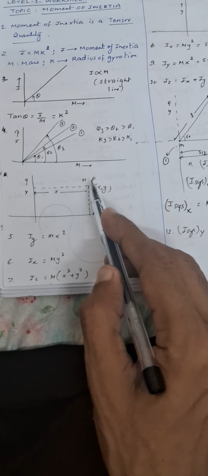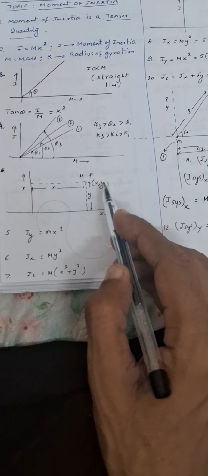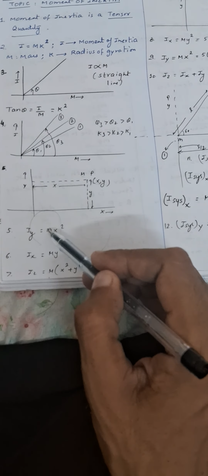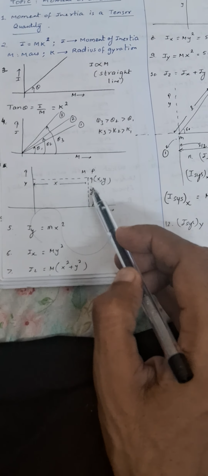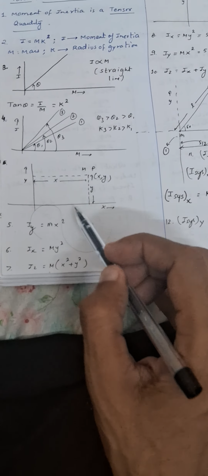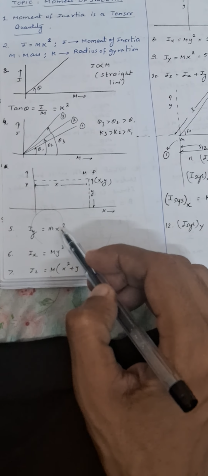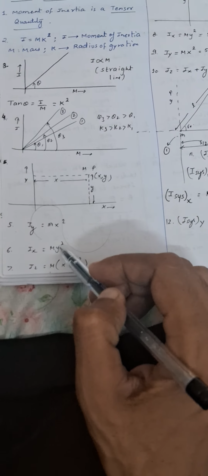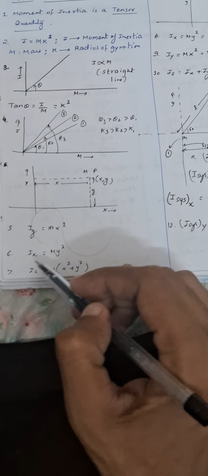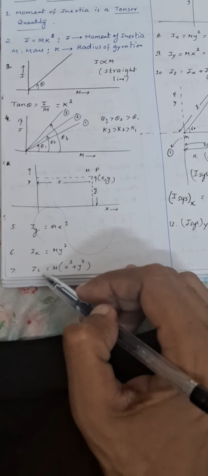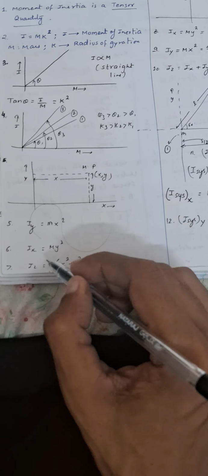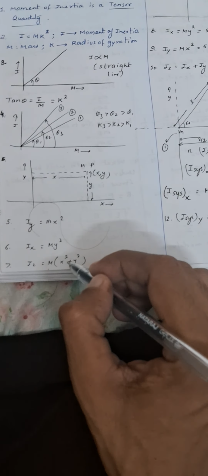Next there is a question: a point mass m having coordinates x comma y, that means it is in the xy plane. We need to find the moment of inertia about the y-axis. As you can see, the distance from the y-axis is equal to x, so Iy is going to be mx square. Next is the moment of inertia about the x-axis. It is equal to my square. Next is the moment of inertia about the z-axis. Using the perpendicular axis theorem, Iz is equal to Ix plus Iy, which gives Iz is m into x square plus y square.